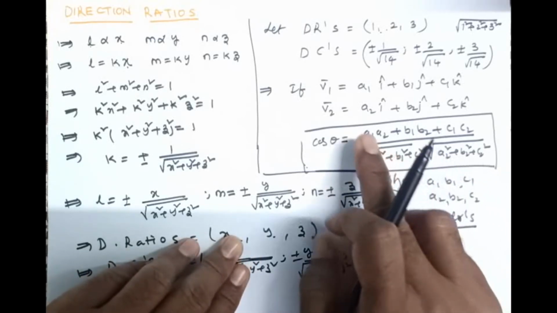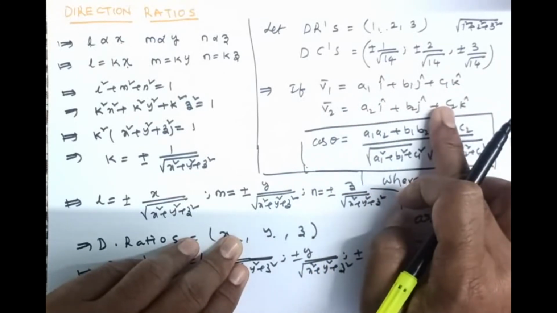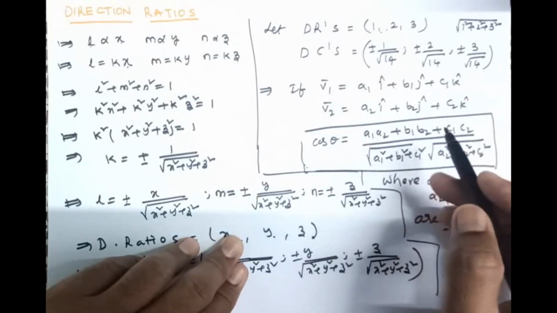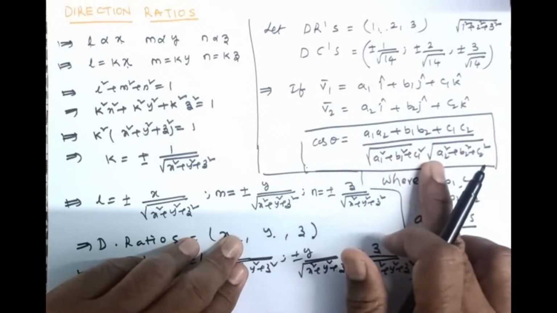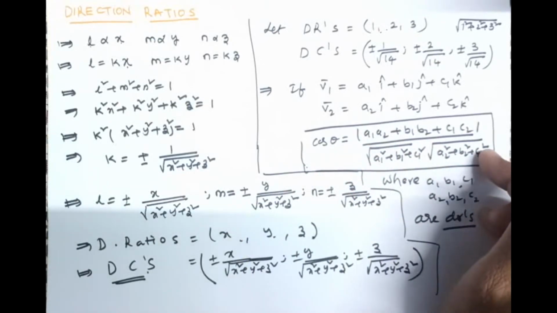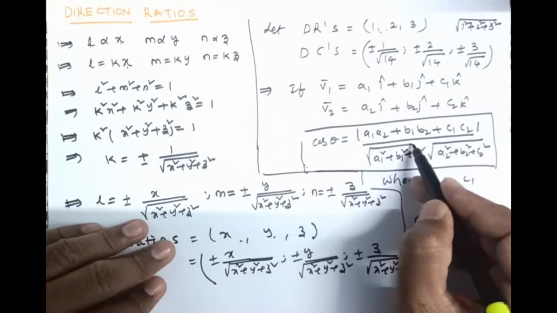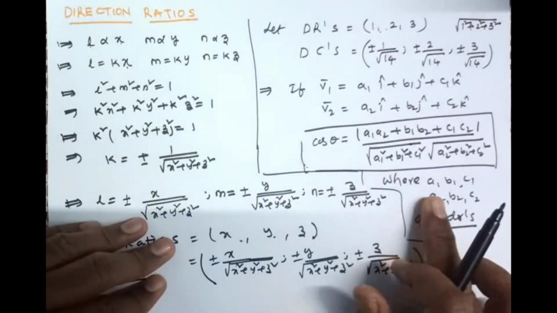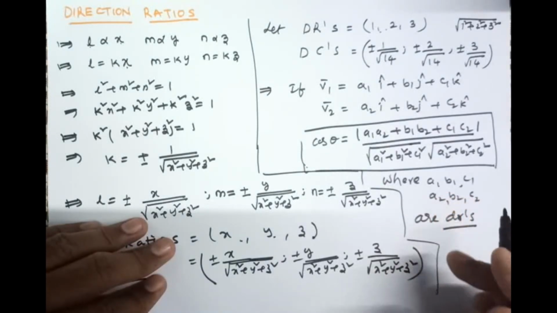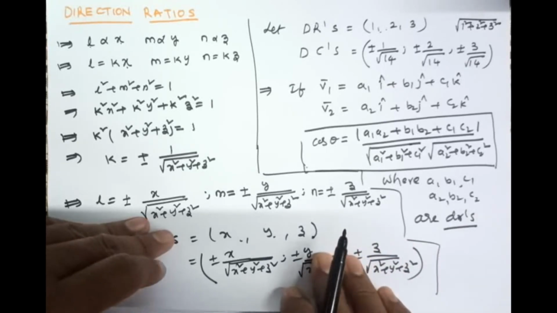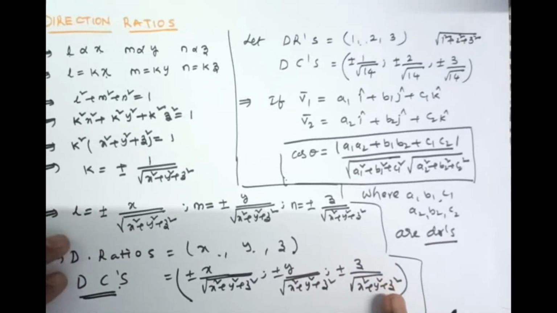If the vector, line segment, or points are given in terms of direction ratios, then the angle between them is mod cos theta equal to modulus of a1 a2 plus b1 b2 plus c1 c2 by root over a1 square plus b1 square plus c1 square into root over a2 square plus b2 square plus c2 square, where a1, b1, c1 and a2, b2, c2 are direction ratios.